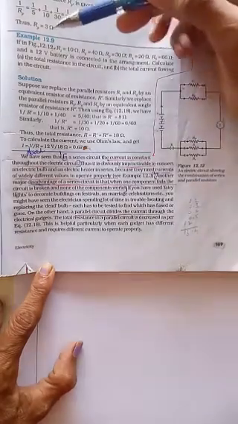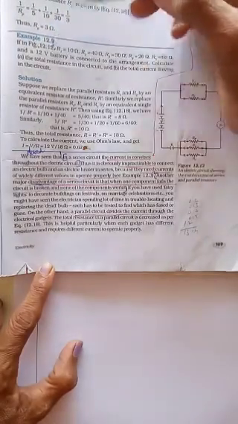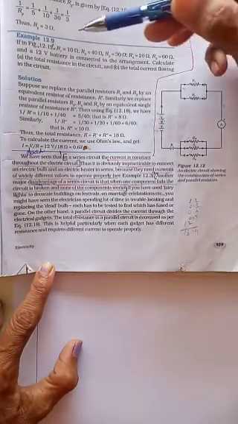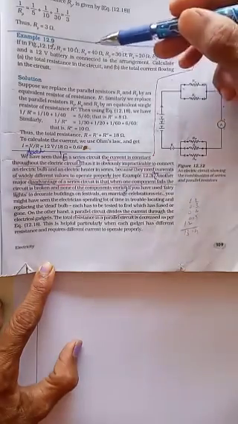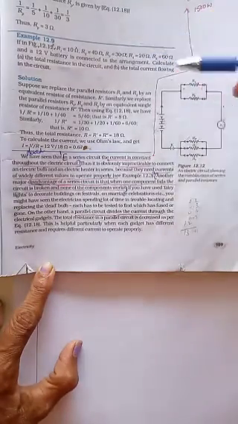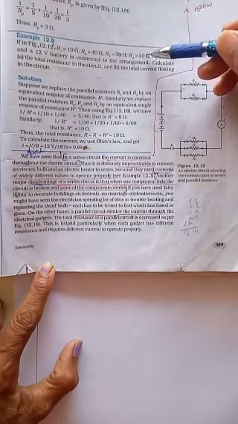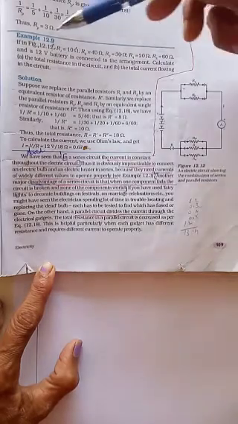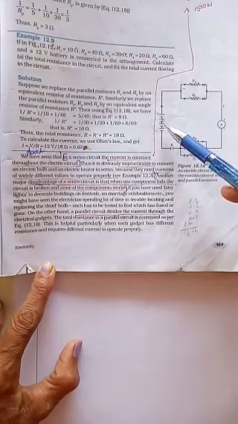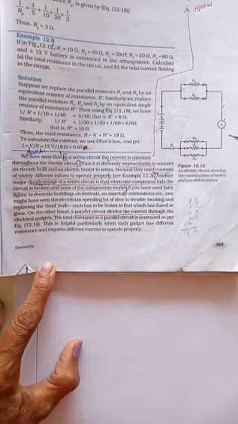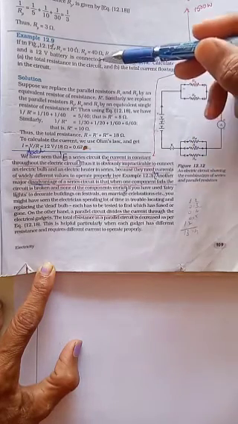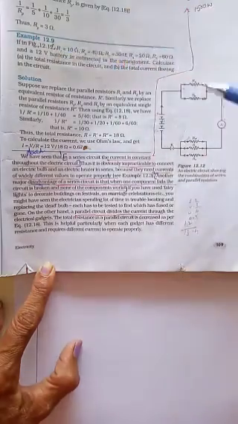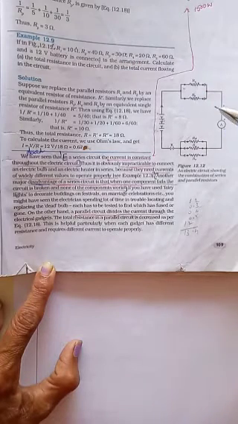Example 12.9. Look at the circuit diagram 12.12. R1 of resistance 10 ohm, R2 of resistance 40 ohm, R3 of resistance 30 ohm, R4 of resistance 20 ohm, R5 of resistance 60 ohm, and a 12 volt battery is connected to the arrangement. Calculate the total resistance in the circuit, and the total current flowing in this circuit.